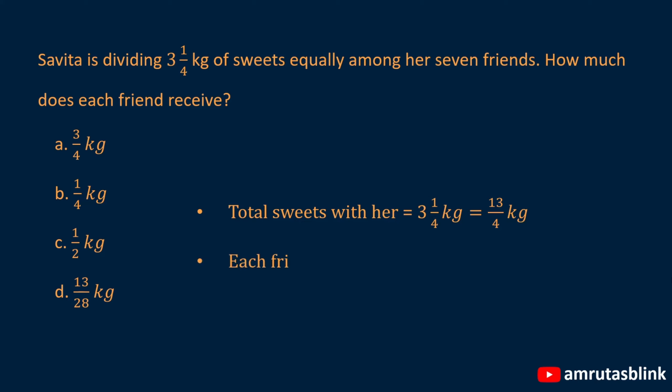Now, each friend will receive how much? That is 13/4, total sweets, divided by the number of friends. That is 13/4 divided by 7. That means 13/4 into 1/7. Now here no simplification is possible. So simply 13/28 kg. So each friend will receive 13/28 kg of sweets.